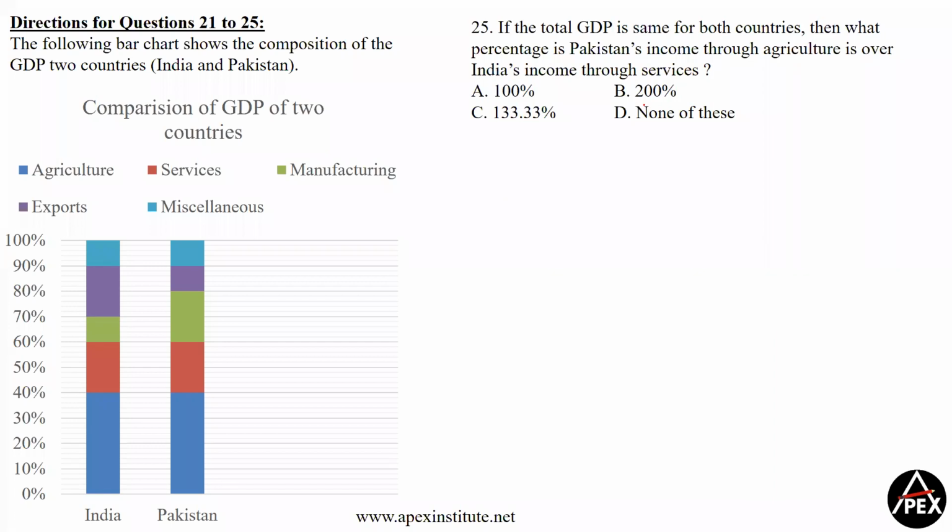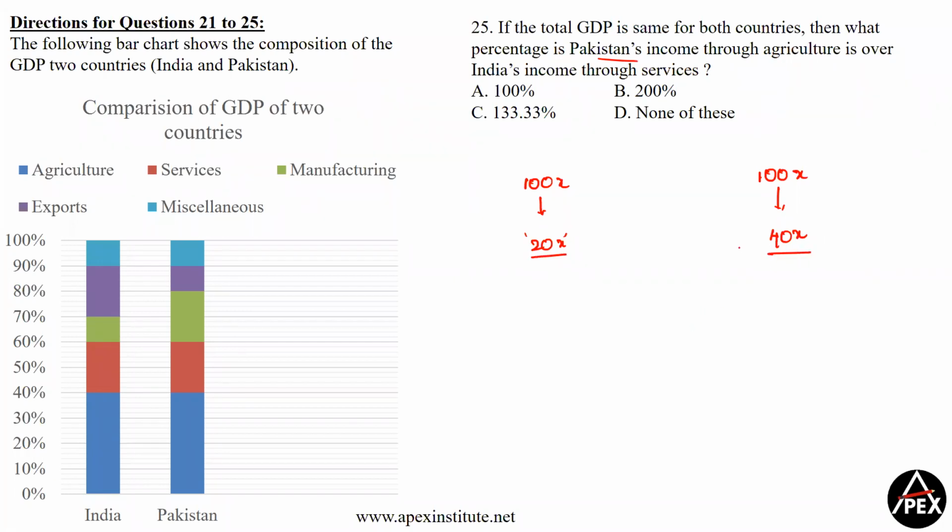If the GDP is the same for both countries, for example India's GDP is 100x and Pakistan's GDP is also 100x, then what percentage is Pakistan's income through agriculture over India's income through services? Pakistan's income through agriculture will be 40% of this, so 40x. India's income through services is 20x, isn't it? So this is 20x, this is 40x.